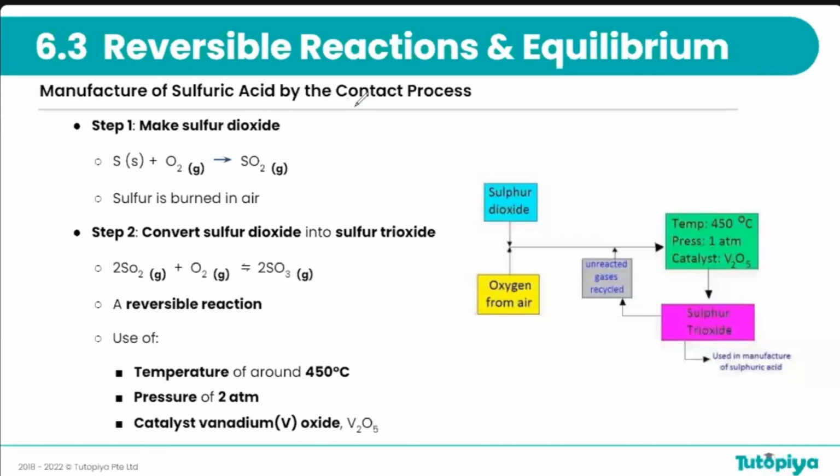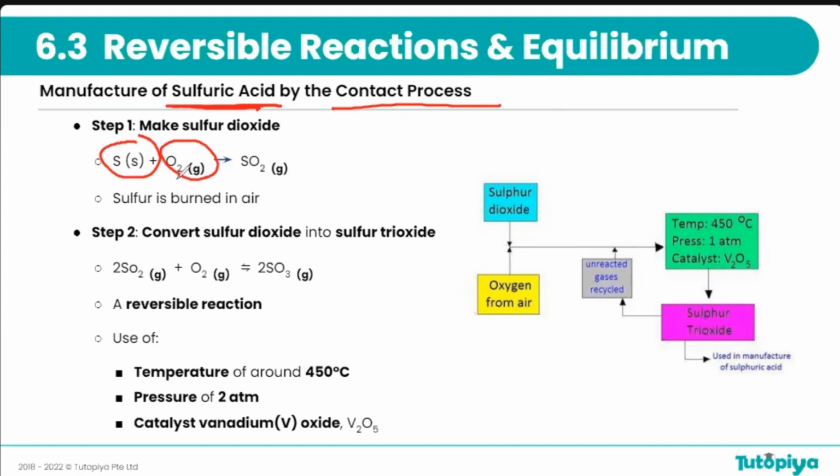Next, we'll look at the contact process. Contact process is the manufacturing of sulfuric acid. But before we get sulfuric acid, we need to first form sulfur dioxide, and then the second step is to form sulfur trioxide. Then only from sulfur trioxide, we can form sulfuric acid. So the raw materials for this process are sulfur, solid sulfur, and oxygen.